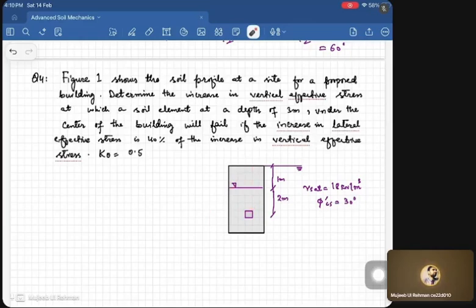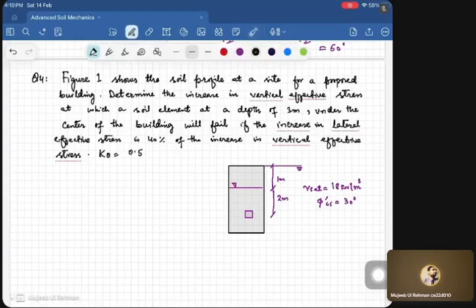The first and foremost thing: how should we approach this condition? First of all, we will determine the initial stresses acting on the soil element. Let's call it P. So we will assume this top layer is saturated. Correct. There is no capillary action of water.